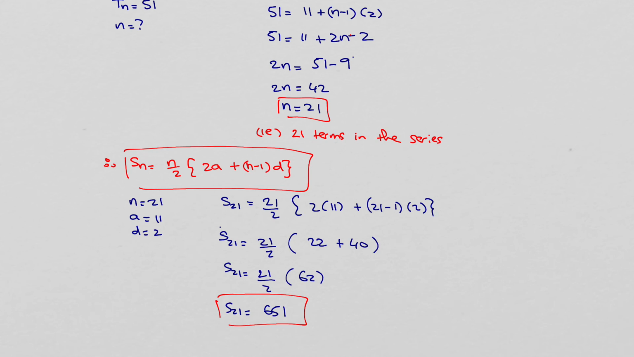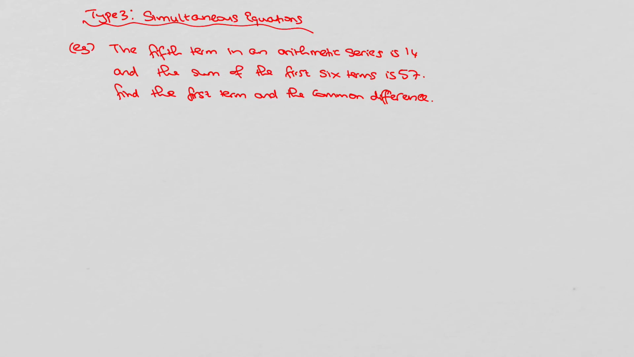Okay, so let's look at one more example. So type 3 is where we're going to be finding an unknown using simultaneous equations. So here we're told that the fifth term in an arithmetic series is 14, and the sum of the first 6 terms is 57. And they want us to find the first term and the common difference.